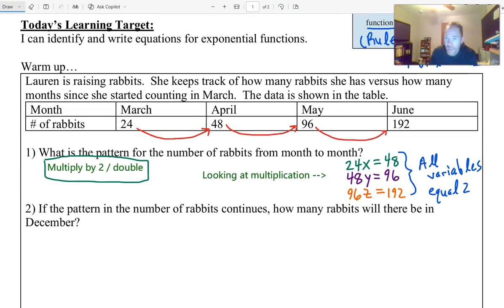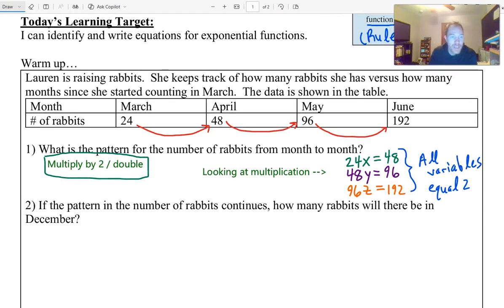And then, if you haven't had time to think about number 2, it says if the pattern in the number of rabbits continues, how many rabbits will there be in December? So again, if you haven't, I encourage you to pause the video and think about that.